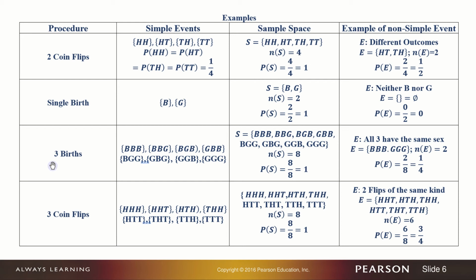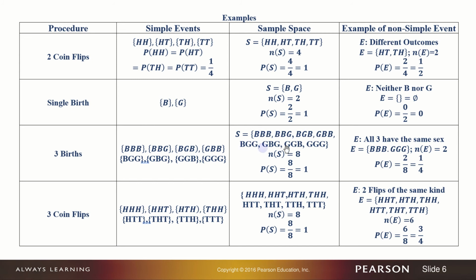What if we are looking at 3 births? What would be the possibilities? Well, think about it. It could be all boys, 2 boys and a girl, but in order. See, in this case, order matters. These are called permutations. So 2B, in other words, first one is a boy, second one is a boy, third one is a girl, and then BGB, etc. So these are all the possible outcomes.